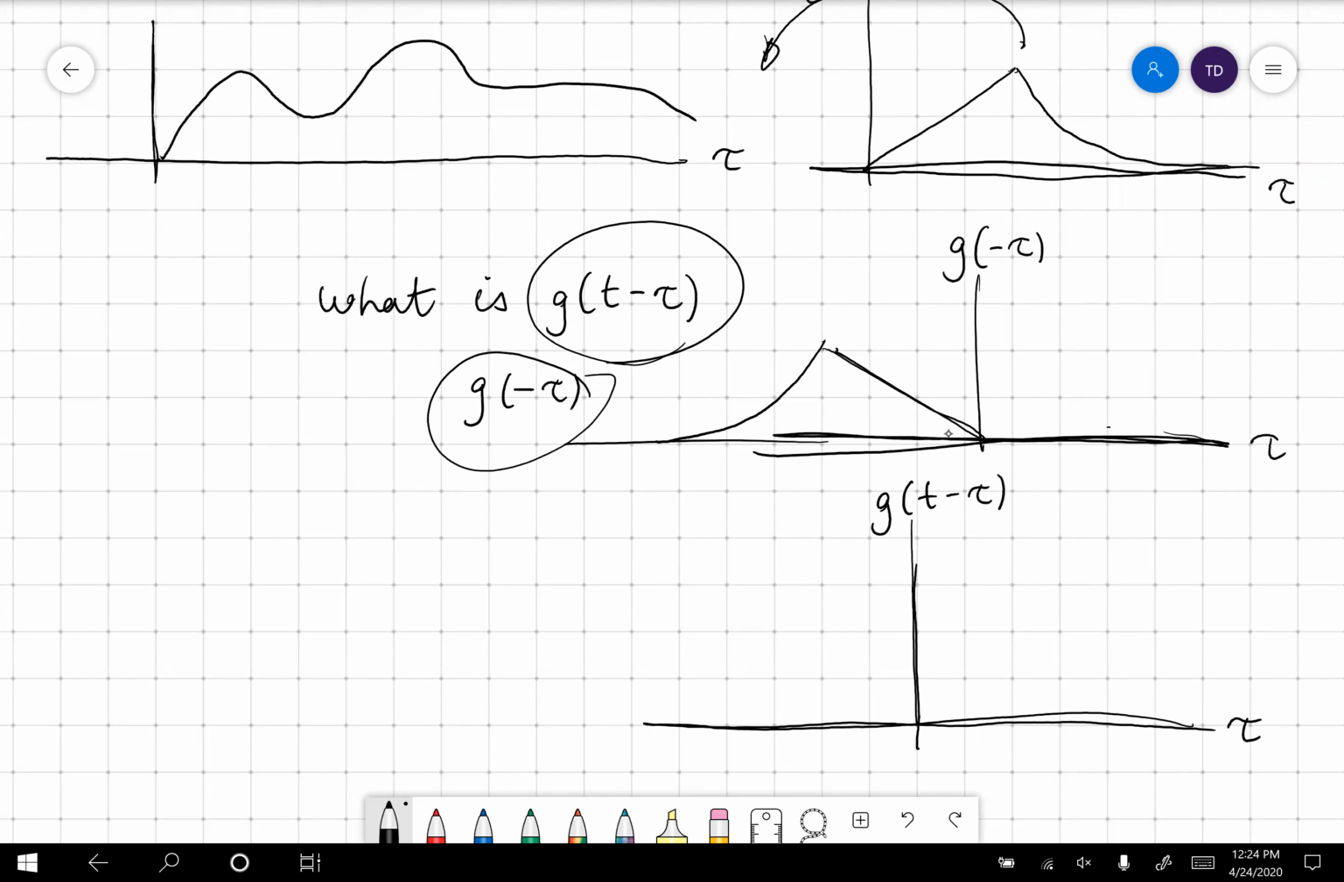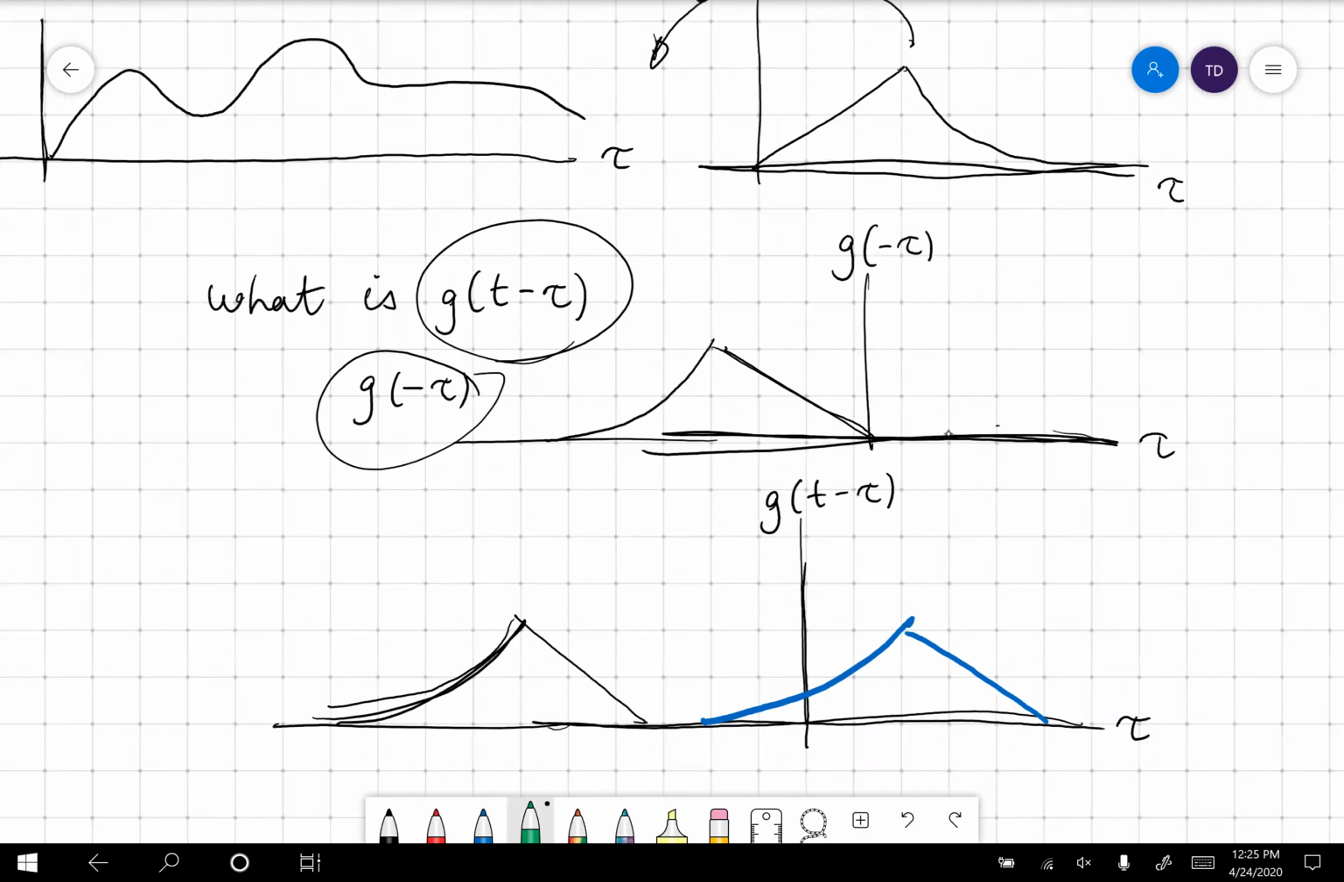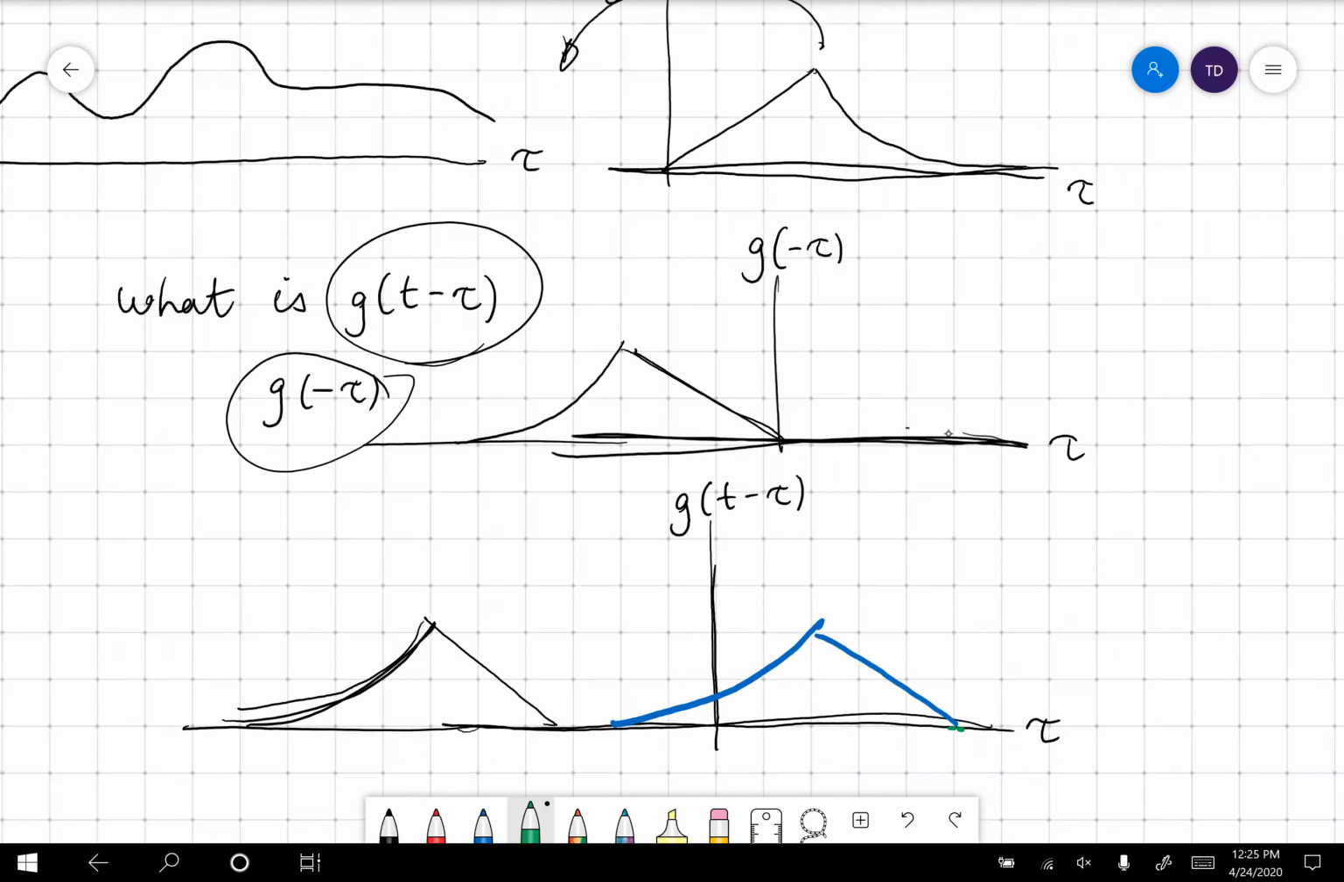g of t minus tau is just shifted somewhere. It could be shifted anywhere. So I'm going to draw a number of different g of t minus taus. So that's 1, here's another one, there's one there, here's another one. Let's continue out here.